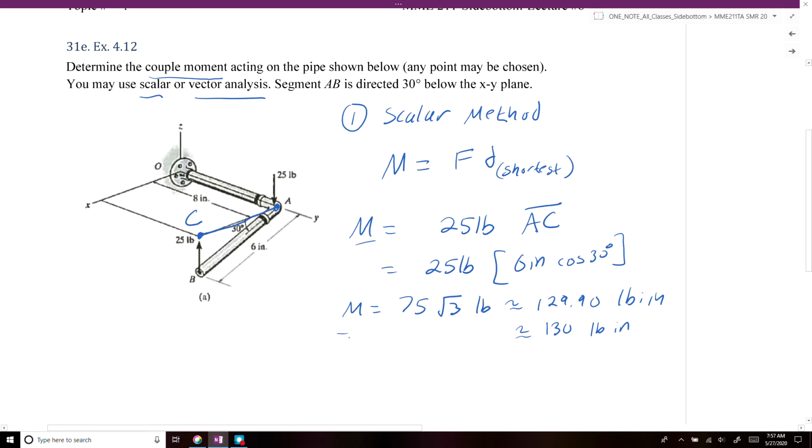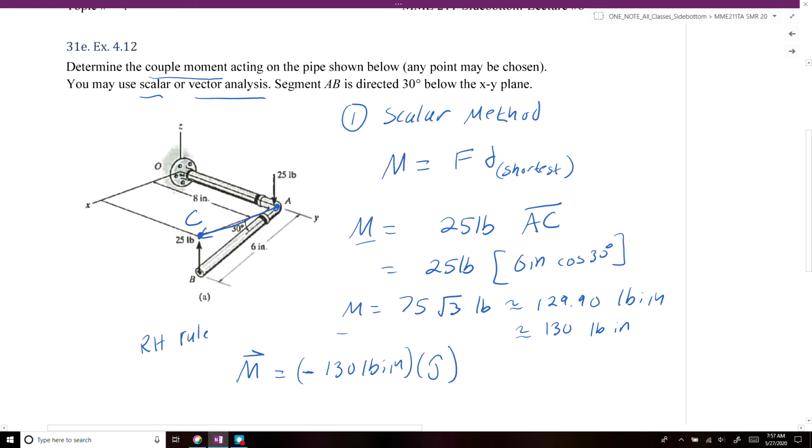If we want to determine what the vector is due to our couple moment, we have to use the right hand rule. So using the right hand rule from point A to point C and going along the direction of our force, we notice that our moment would be going along the negative y-axis, so we have to include a negative sign to our 130 pound inches. It has to be perpendicular to our moment arm, which is going along the x-axis, and our force, which is going along the z-axis, so that means it has to be our y-axis in this case.